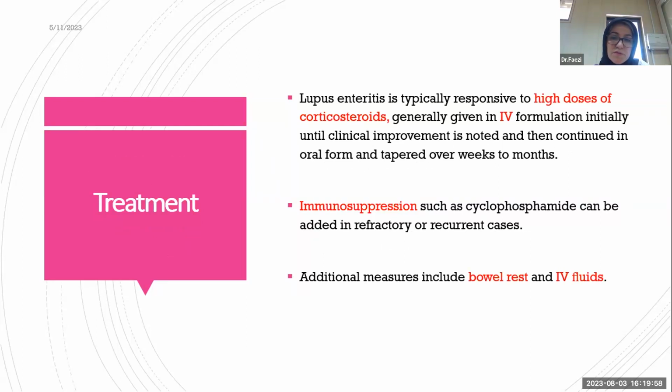For treatment of lupus mesenteric vasculitis, they typically respond to high-dose corticosteroids that are generally given in IV formulation initially, until clinical improvement is noted, and then continued in oral form and tapered over weeks to months. Immunosuppression such as cyclophosphamide can be added in refractory or recurrent cases. This is a recommendation, but for patients with a history of vasculitis in other parts of the body, such as this patient, it's better to use it after the high-dose steroid. And additional measures, as Dr. Shahnawaz mentioned, are bowel rest and IV fluid.